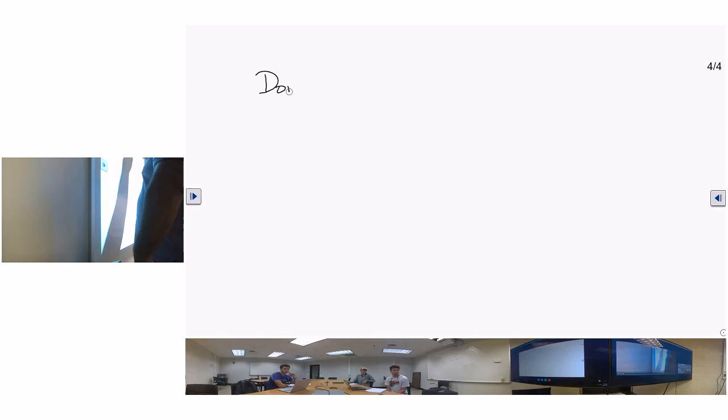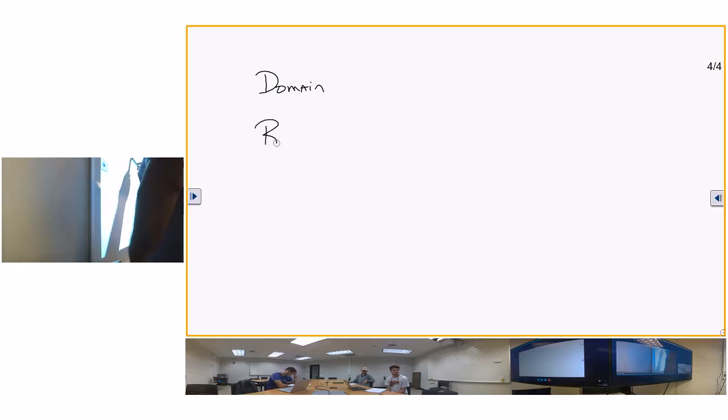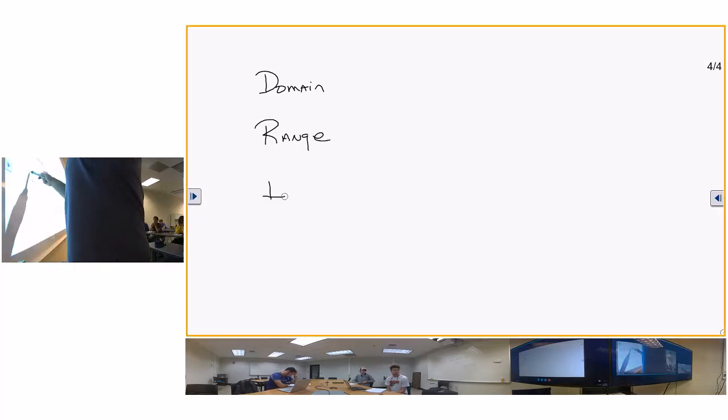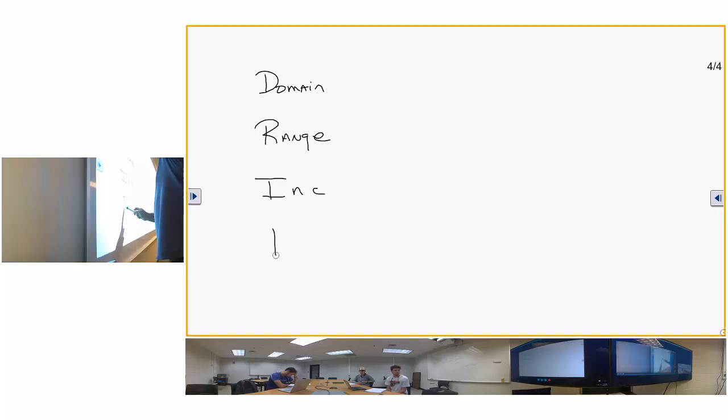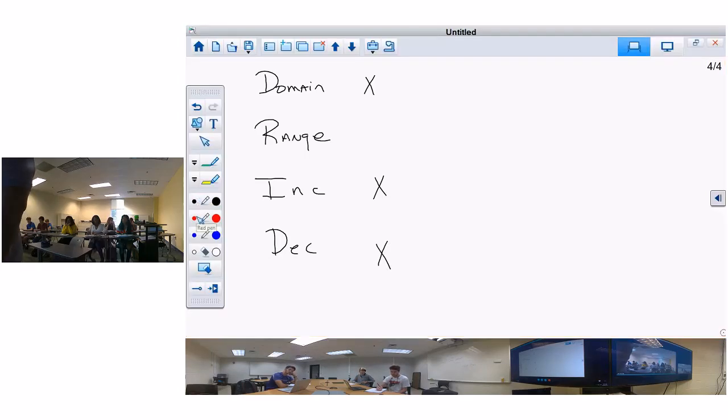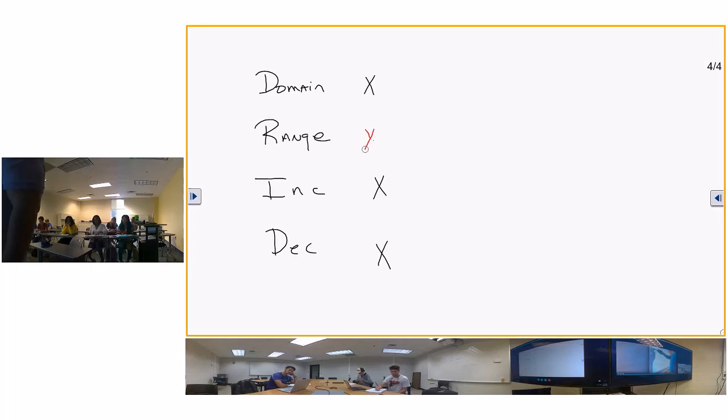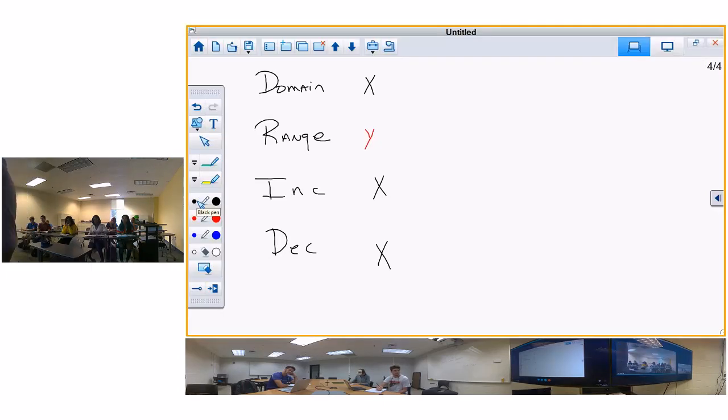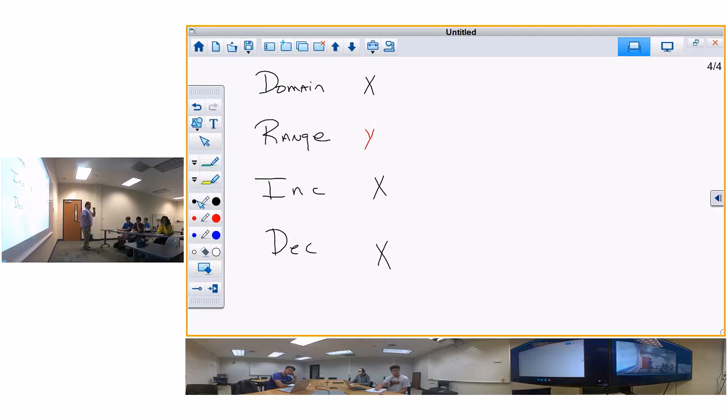Domain. Range. Increasing. And decreasing. So which one is the only one that has to do with y? When I ask for increasing and decreasing, why do y'all give me y values? The only thing that you give me y values on is the range. And it's how you're explained about increasing and decreasing.